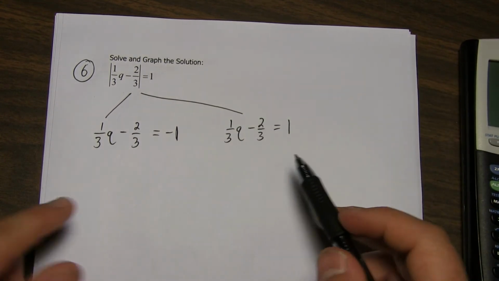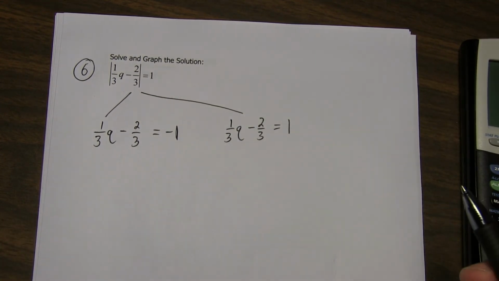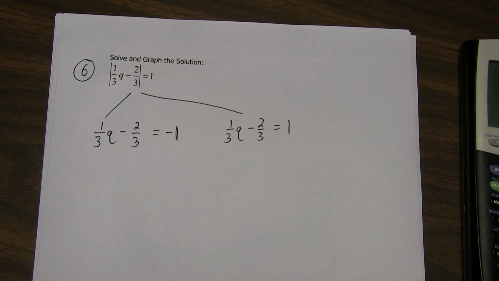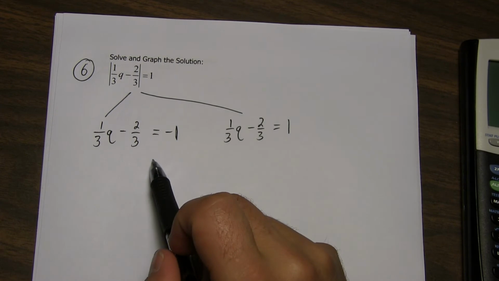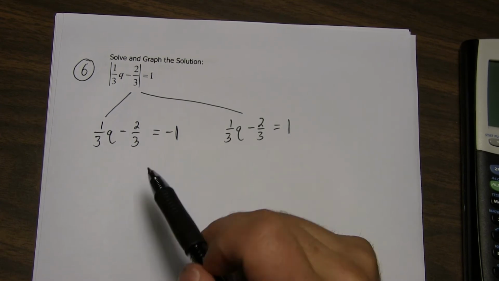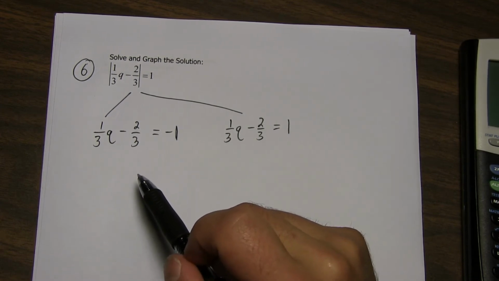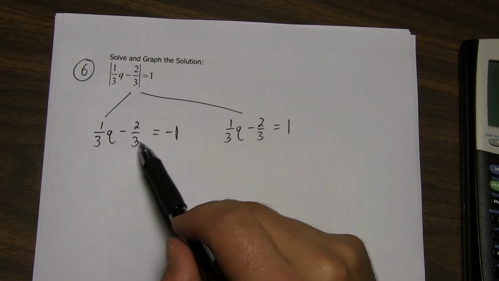So we have to just solve these 2 equations to figure out what Q's possible values can be. All right. Because this has fractions, and because a lot of us don't appreciate fractions, we might want to get rid of them right in the beginning. The least common denominator here is 3.